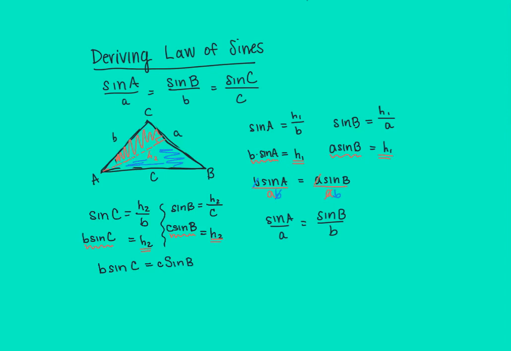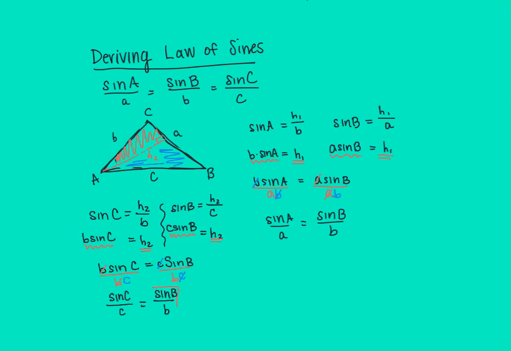And I'm going to get all the C's to one side and all the B's to one side. So on the left side, I'm going to divide both sides by B, and that'll cancel the B's on the left. I'm also going to divide by C on both sides, and that will cancel the C's on the right. So now I have sine C over C equals sine B over B. So that's another 2/3.